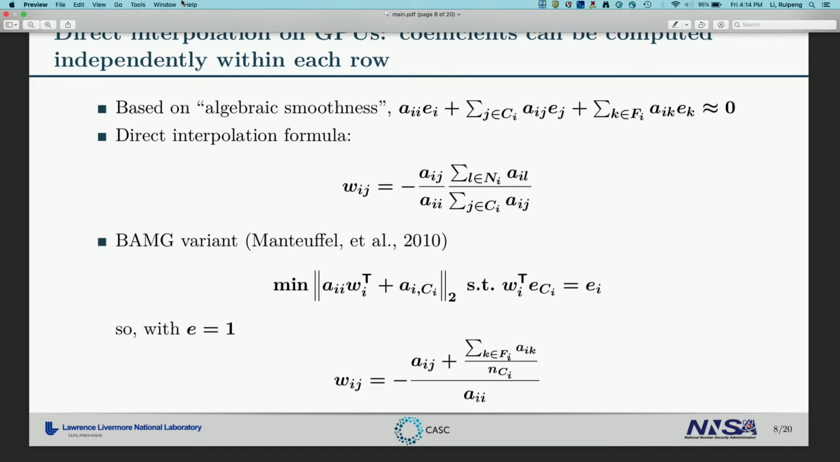So here the E is some target vector, and the constraint is you want to interpolate this vector exactly, and you want to minimize the deviation from AIC over AII. For the special case when E is a constant vector, it turns out you can have a nice modification of the direct interpolation formula by adding a term in the numerator. Based on our tests, the second variant is usually better than direct interpolation.